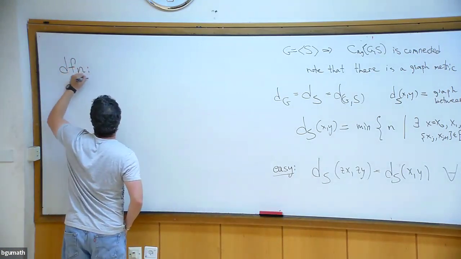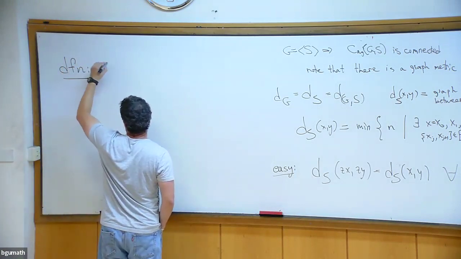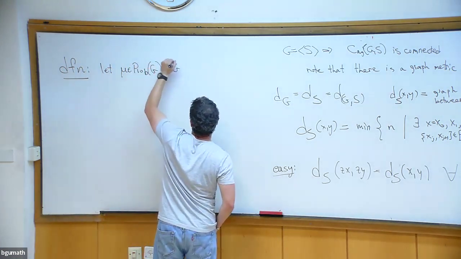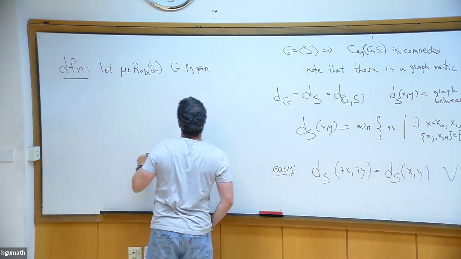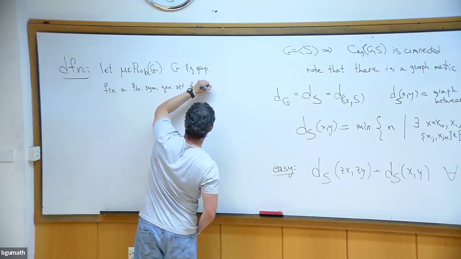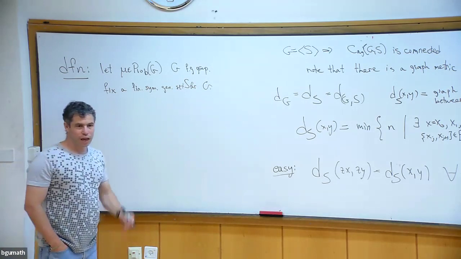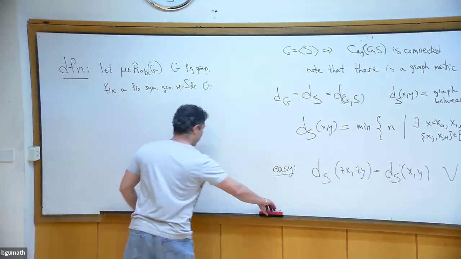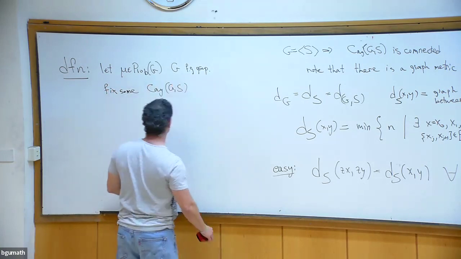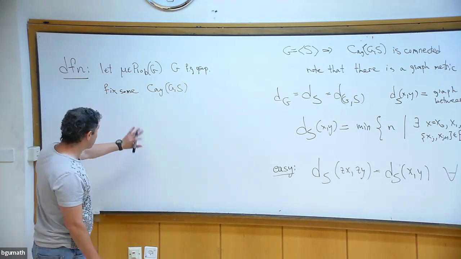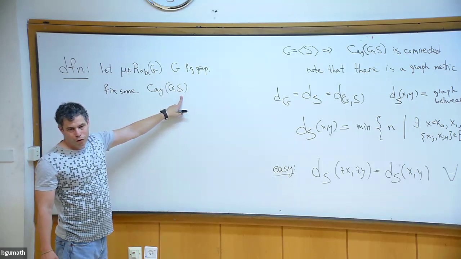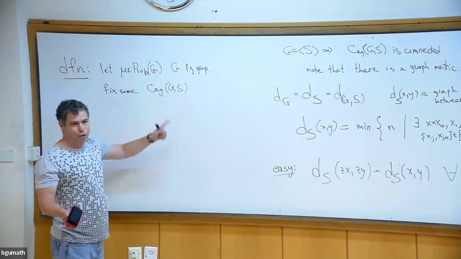So, definition. Let mu be a probability measure, and let G be a finitely generated group. Fix a finite symmetric generating set S for G. I could have said fix a Cayley graph, Cayley(G,S), and then you know that S is a finite symmetric generating set. So you fix it once and for all. The definition doesn't depend on S. At the end of the day, we have to show that if you take two different S's, you still get the same conditions.